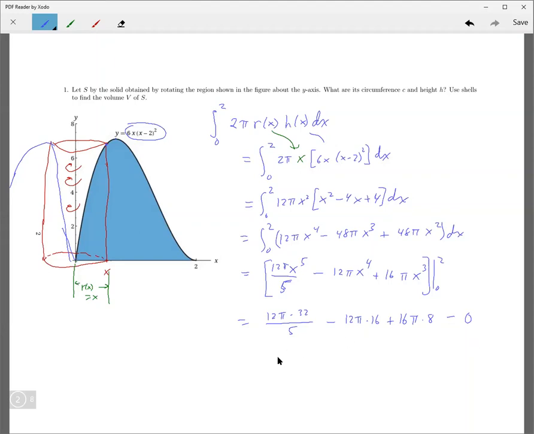Okay, I previously worked this out with the calculator, and it's 64 pi over 5, because that's just too hard to do by hand. Maybe I can show you the, no, I won't do that. Okay, so 64 pi.